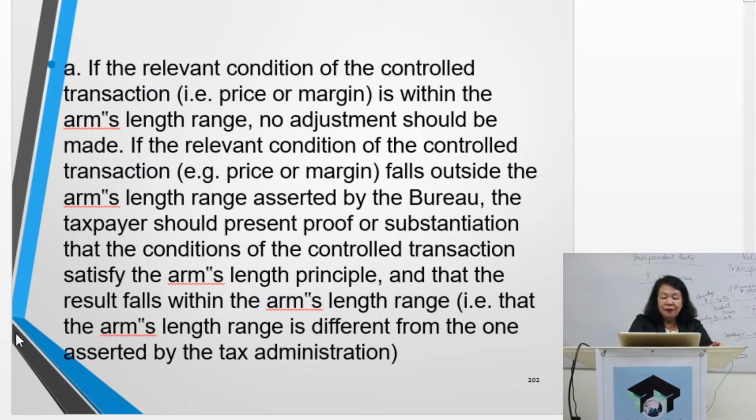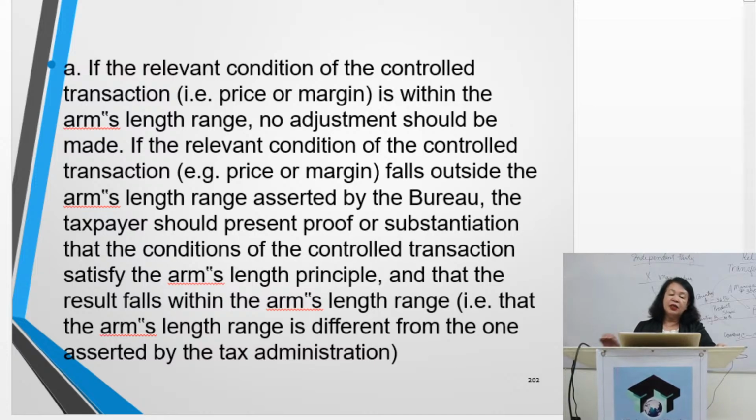Yun ang pinaka-ratio na dapat hindi lalayo doon yung i-compare mo ng mga ratios. No? So, and the result falls within the arm's length range, that the arm's length range is different from the one asserted by the tax administration. Dapat ready din yun po yung taxpayer na magbibigay siya ng ibang klase ng ratio na malayo halimbawa doon sa benchmark ng BAR. So, dapat may justification siya kung bakit siya lumayo doon. No? Kaya, ang sabi natin, napaka-importante talaga documentation.